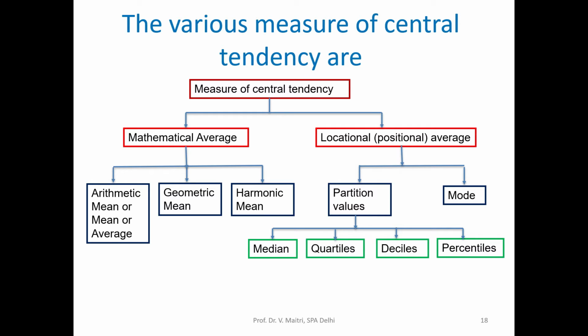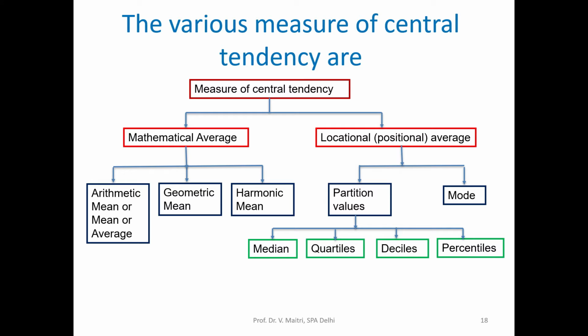Now how to measure it? What are the different methods of measuring the central tendency, the central value? Number one, there is the mathematical average. Number two, the locational or positional average. You are just at the height of that curve. That also plays a very important role.